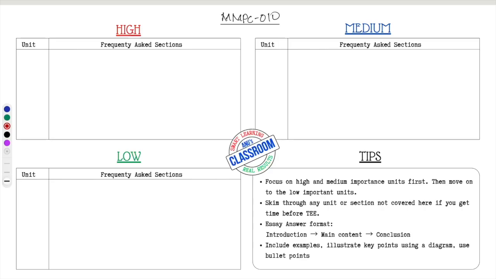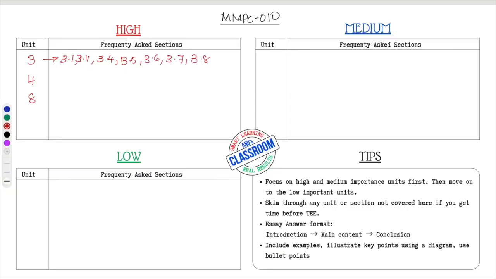I have reduced the high priority ones to three. Okay, three units, unit 3, 4, and 8 as high priority ones. Now, from unit 3, I can say that you can focus on 3.1, 3.3, 3.4, 3.5, 3.6, 3.7, and 3.8.